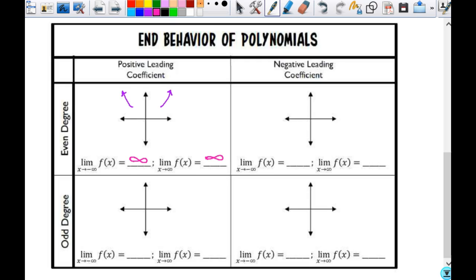Even degree. We're still thinking quadratic, right? Negative leading coefficient. What's it going to look like? Show me with your arms. Everybody. Come on. It's going to look like this, right? You go. Do it. You got to yell? Both arms. Okay. Good. So it's going to look like something like this.